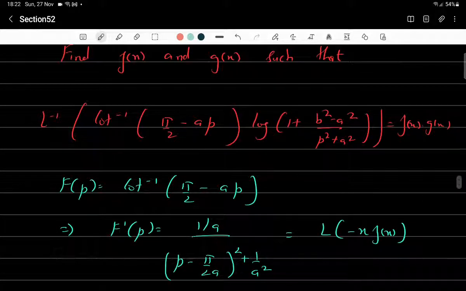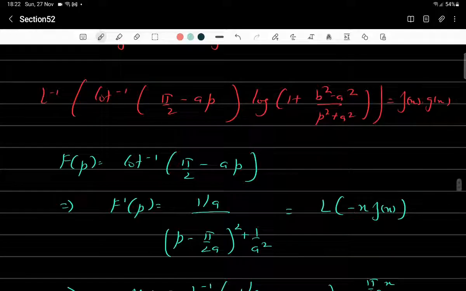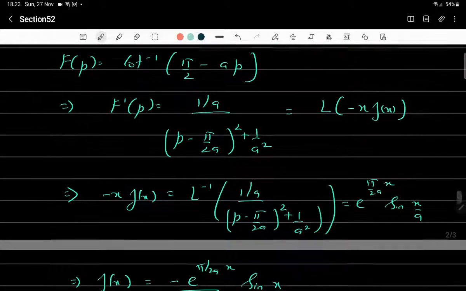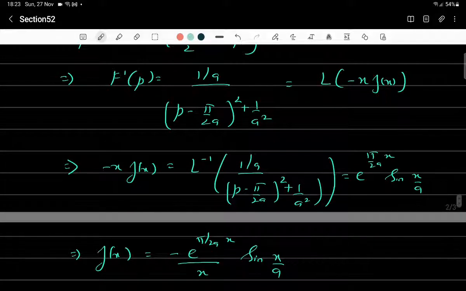So f dash p can be computed, which is Laplace of minus x f of x, and when you try to find it, there is an exponential function, so e raised to the power pi by 2a x would come, and this is 1 by a, something like p square plus a square, so that would become sin x by a. That's why you will get minus x f of x equal to e raised to the power pi by 2a x times sin x by a, and you can take minus x on that side, that gives you f of x. Now in the same way, try to compute g of x.